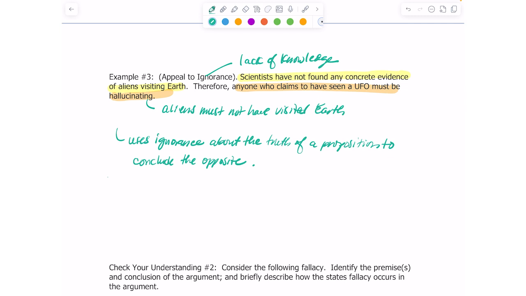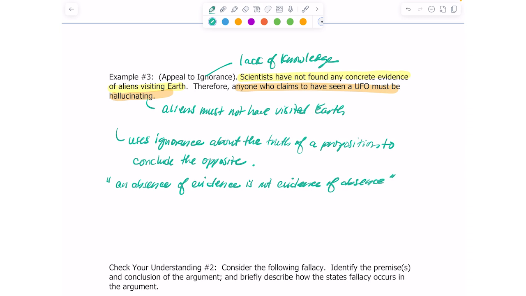Okay, so here's a little quote to think about. An absence of evidence is not evidence of absence. So what does that mean? It means that just because you don't see something doesn't mean it doesn't exist.